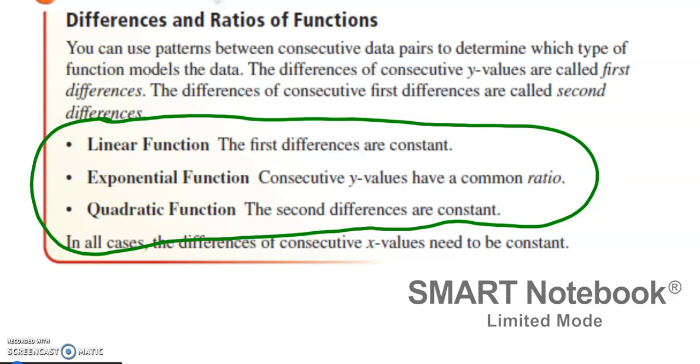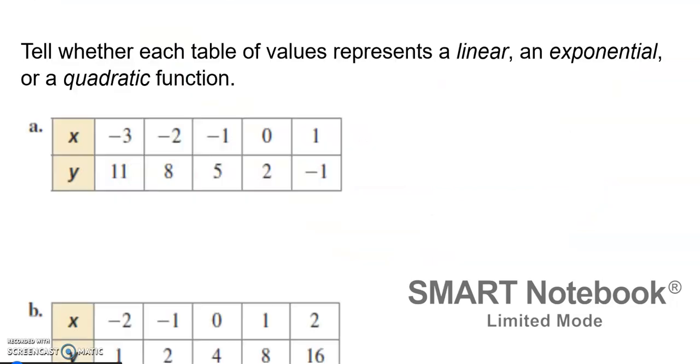For a linear function, the first differences are going to be constant. For an exponential function, the consecutive y values have a common ratio, aka I can multiply by 2, by 3, by 4 every single time, and it's going to be the same ratio. And within a quadratic function, which is what we're going to be talking about mainly today, it's the second differences that are going to be constant. So let's just show one of each next.